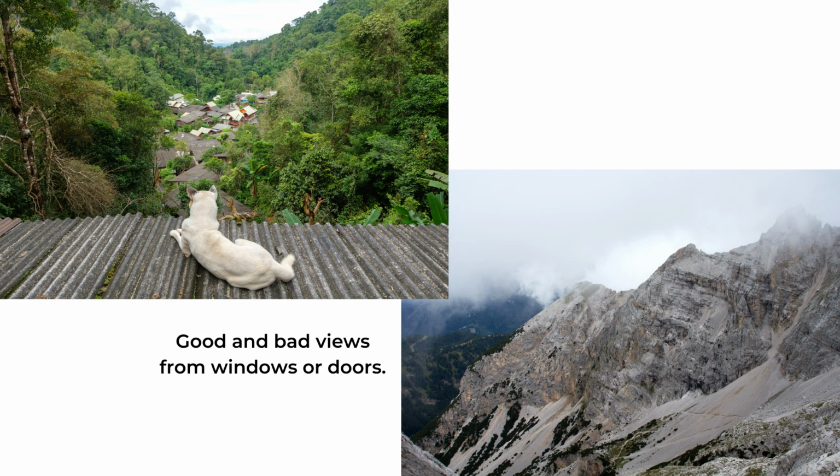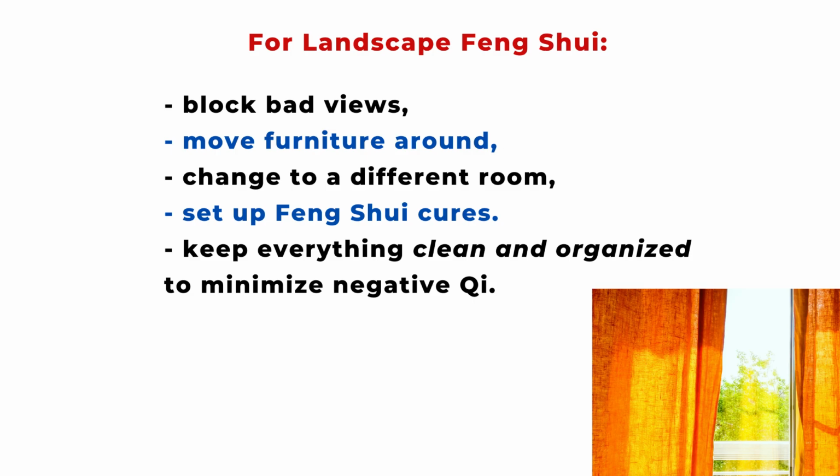And another part is a view from your house. What can you see from your windows and from your front door? A beautiful view brings good energy, and an ugly or messy view can bring negative energy. So here are some basic rules for landscape Feng Shui.